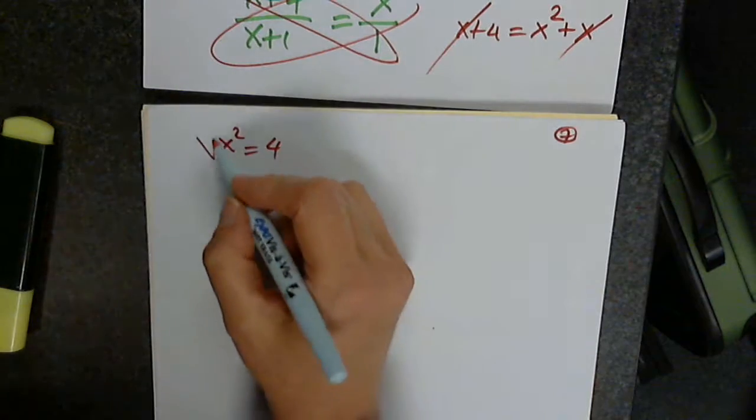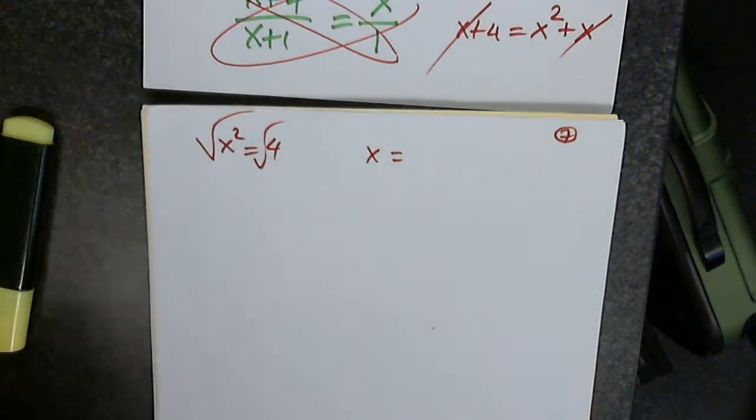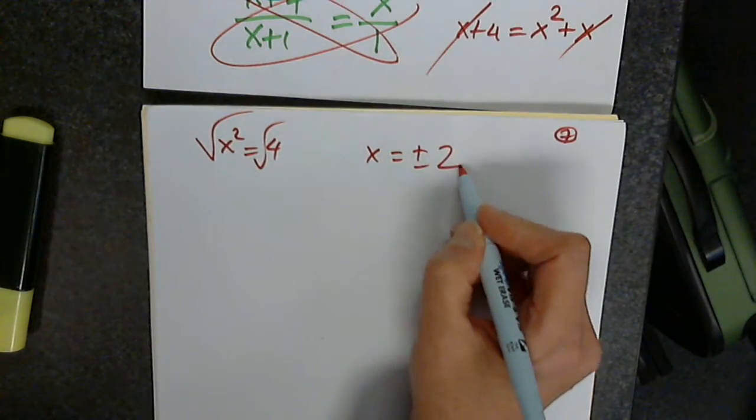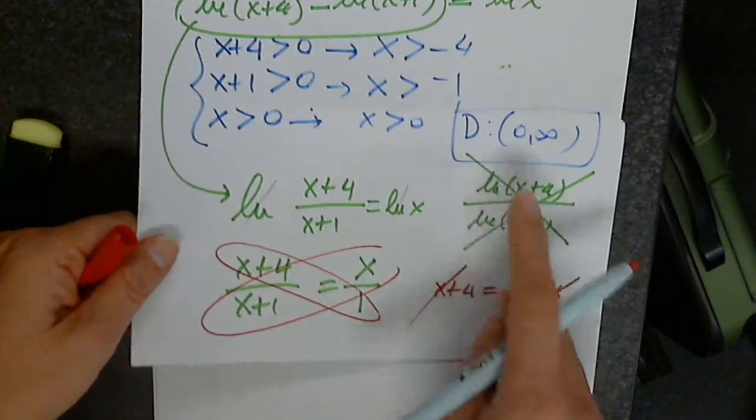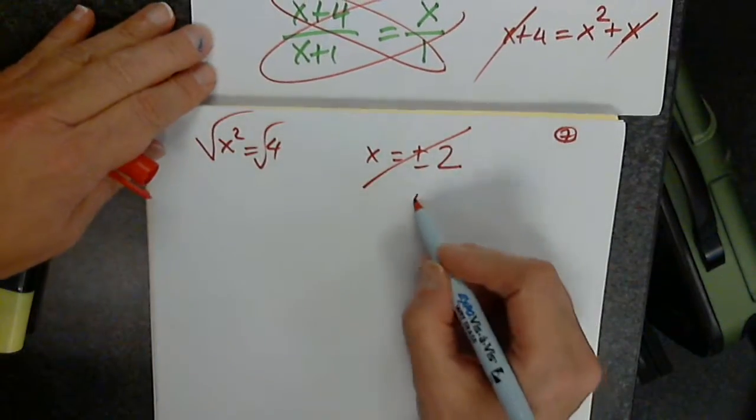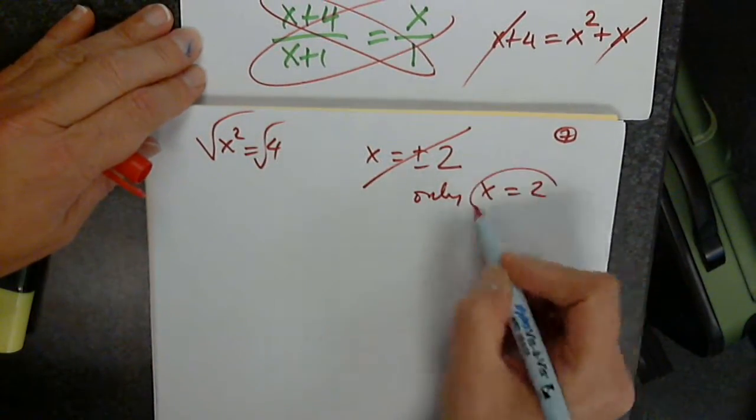Take the square root. So then x equals, careful, plus or minus 2. Of course, when I look at the domain, I will say, no way, only x equals 2.